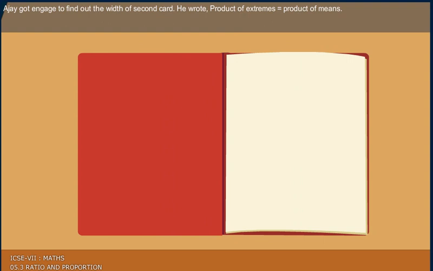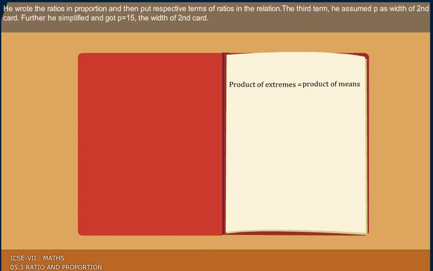Ajay got engaged to find out the width of the second card. He wrote, product of extremes is equal to product of means. He wrote the ratios in proportion and then put respective terms of ratios in the relation. For the third term he assumed P as the width of the second card.